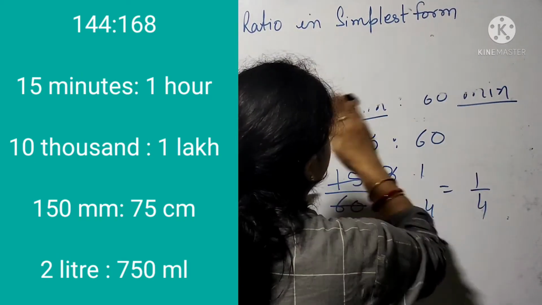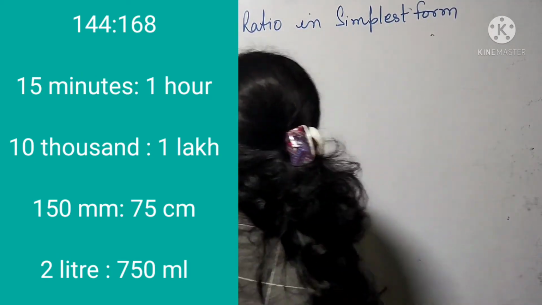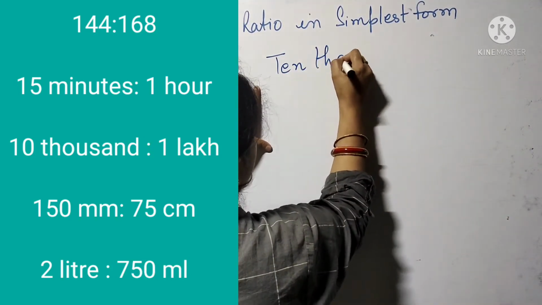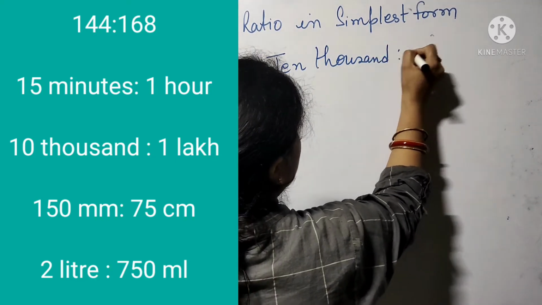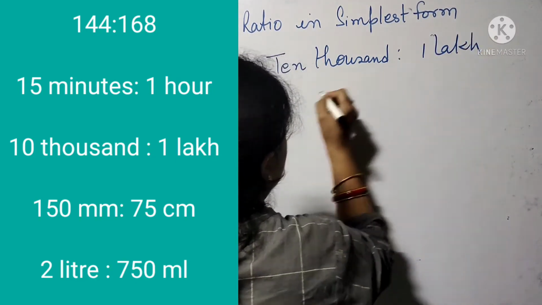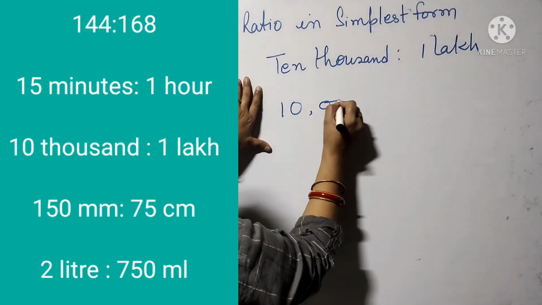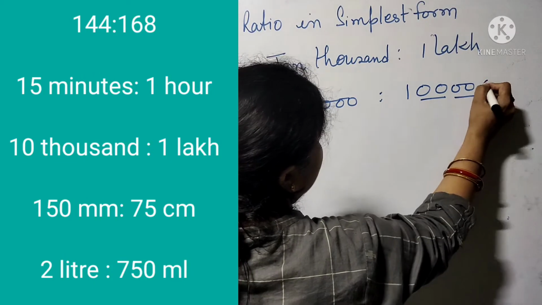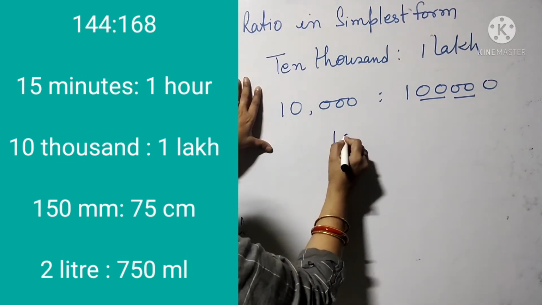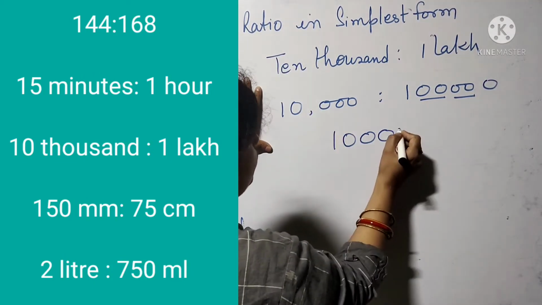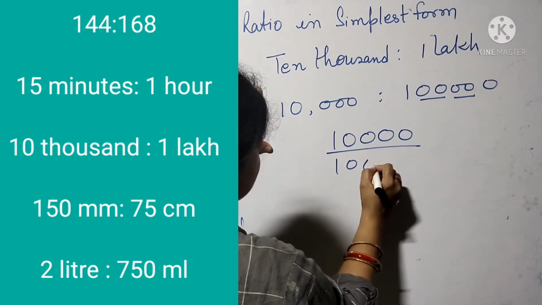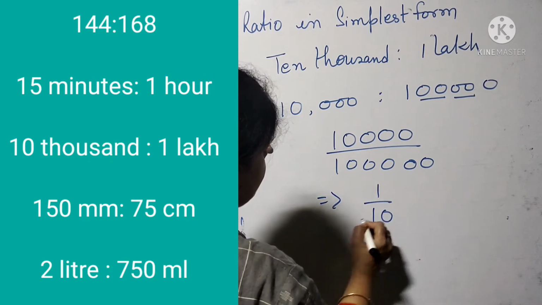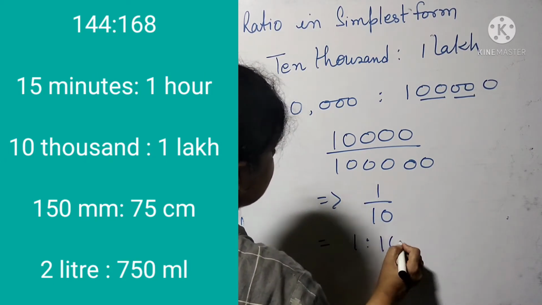Now the next one which I have taken, 10,000 is to 1 lakh. Now in 10,000 we have 4 zeros, and in 1 lakh we have 5 zeros. Now when we find the ratio, we get 4 zeros over 5 zeros. So when we cut, we get 1 over 10. That is, the ratio becomes 1 is to 10.